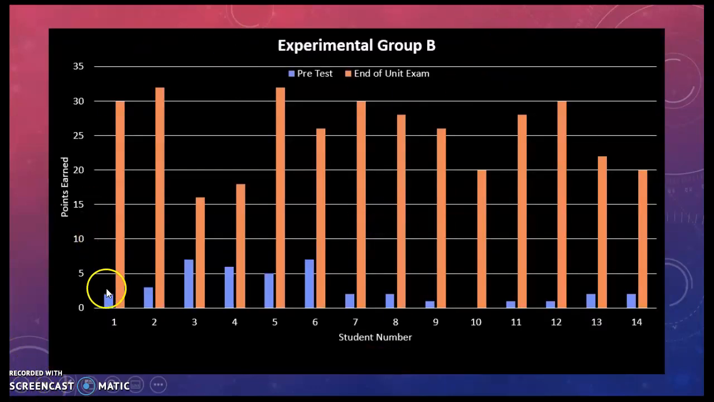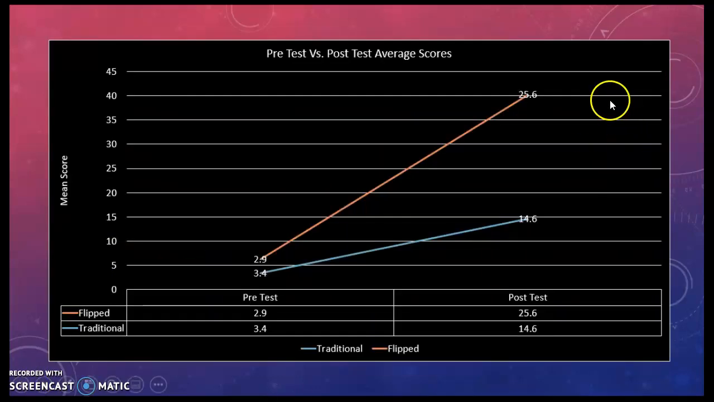So here you can see already that we have much larger differences in pre-test to post-test, our end of unit exam. So here we have the points earned. Some of them only got 1 or 2 points on the pre-test because they didn't know any information at all. Now here's the culminating, the meat and potatoes.